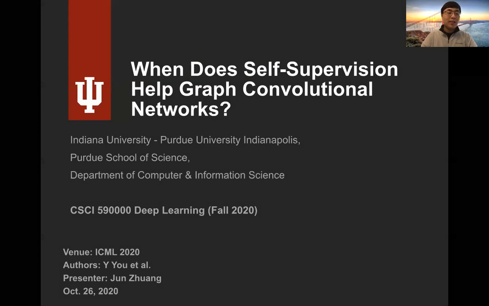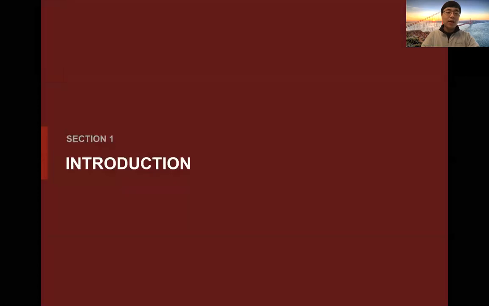This paper investigates how to integrate self-supervision into graph convolutional networks. I think it's interesting. At first, I will introduce some background.